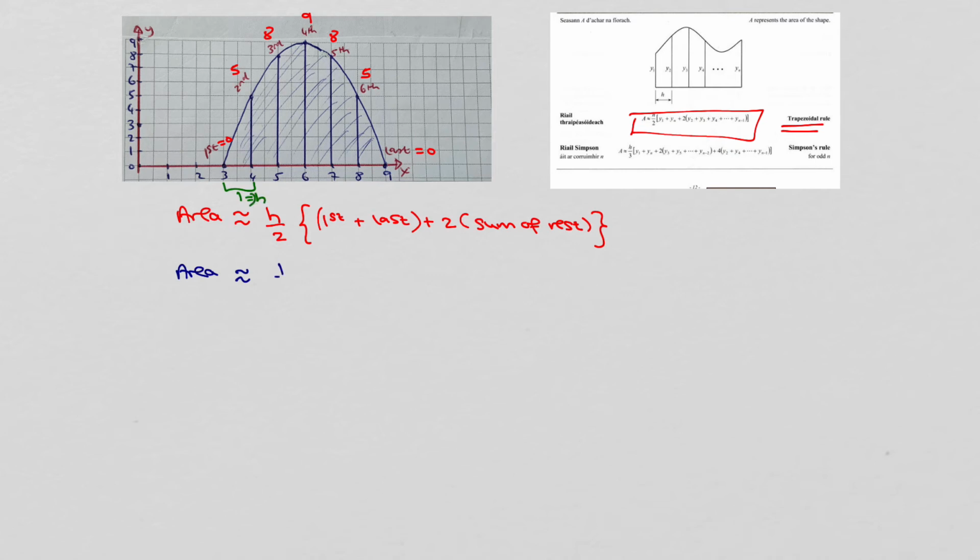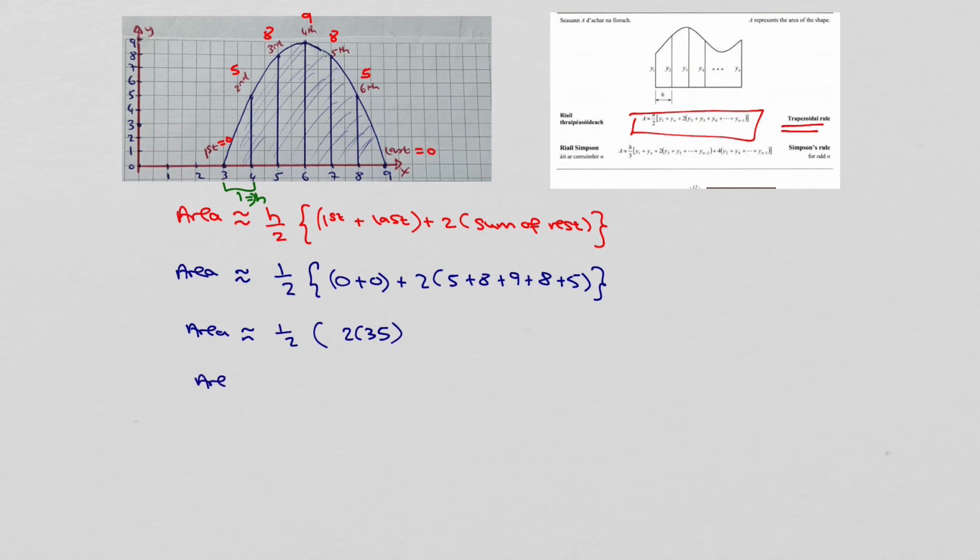Therefore we have 1 over 2 times the first plus the last plus twice the sum of the rest. So 5 plus 8 plus 9 plus 8 plus 5. In other words, our area is approximately equal to a half times 2 times 35, which gives us an area approximately equal to 35 square units.